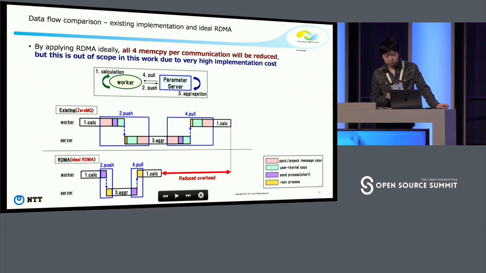But in an ideal RDMA implementation, the user-to-user copy should be reduced. RDMA can read parameters directly. But it is very, very high cost, so in this work, it is out of scope. It's my future work.